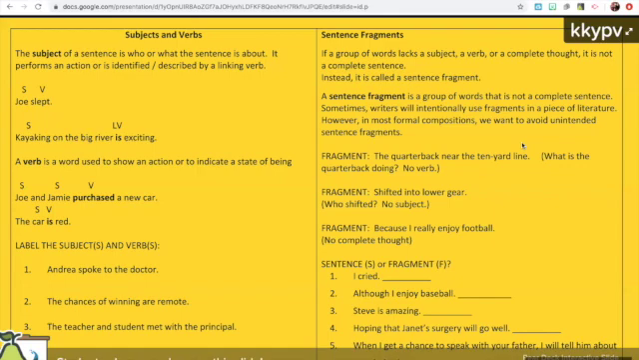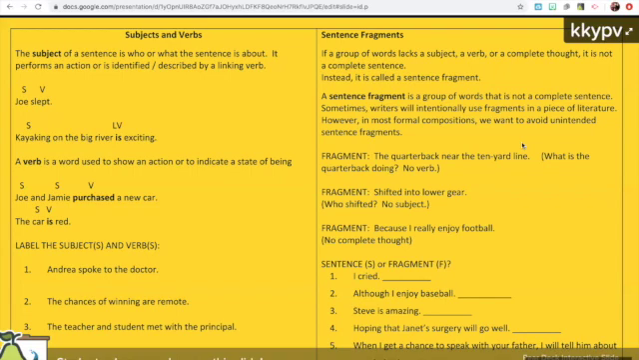In number 1, under sentences or fragments, number 1, I cried. Is that a sentence or a fragment? It's a sentence. We have a subject. We have a verb. I is my subject. Cried is my verb. It's a complete thought, so it's a sentence.